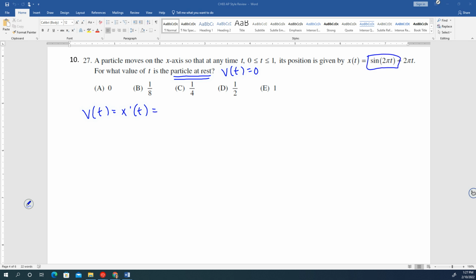So here we have derivative of sine of cosine 2 pi t, don't forget chain rule, times the derivative of the inside would be 2 pi, plus the derivative of 2 pi t would just be 2 pi. This is another no calculator, just so you know. We gotta be able to solve this with no calculator. Okay, so just like Mark said, we want to know when this is 0. So I'm going to bring this 2 pi in front here.